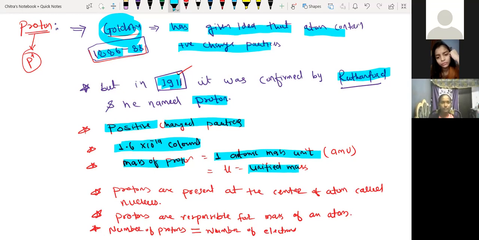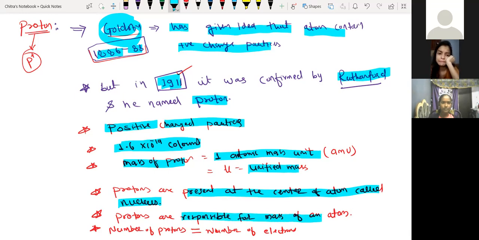Okay, next, protons are present at the center of the atom. Proton is always present at the center, and that center of the atom is called the nucleus. Protons are responsible for the mass of an atom. Why? Because a proton has about 2000 times greater mass than the electron. That's why we can say proton is responsible for the mass of an atom.